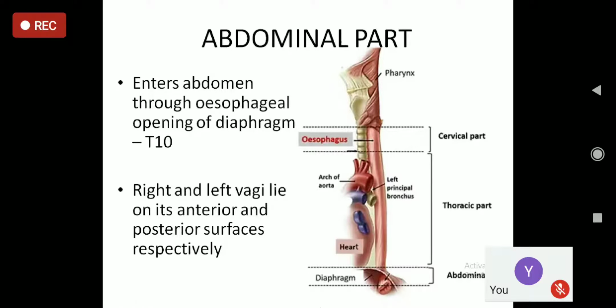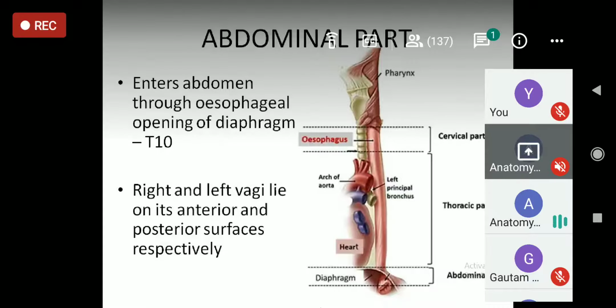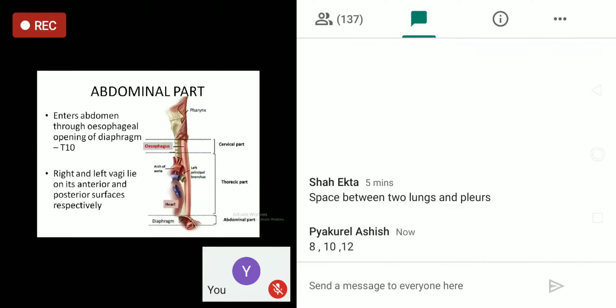Do you remember the three major openings of the diaphragm? What are the three? Aortic opening, vena caval opening, then esophageal opening. Do you remember the vertebral level of each of these three major openings? Yes, 8, 10, and 12. The esophageal opening is at the level of the 10th thoracic vertebra.